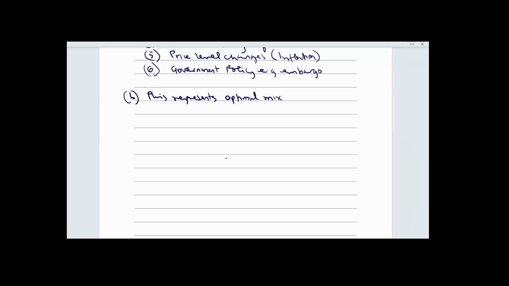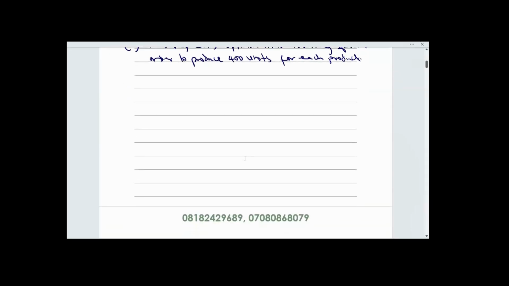Okay, optimal mix involving special order to produce 400 units for each product. Therefore, what are you supposed to do in this instance? In this circumstance, what are you supposed to do?